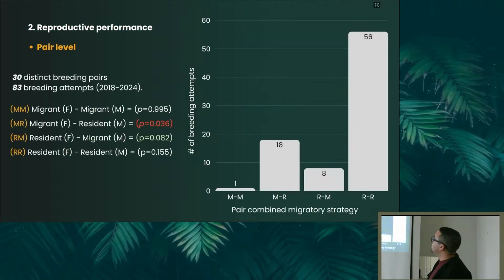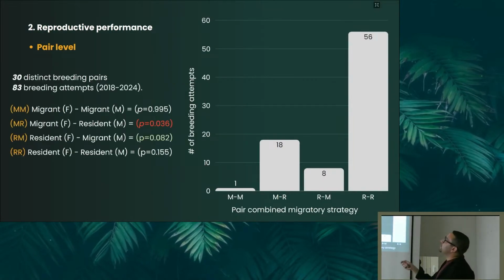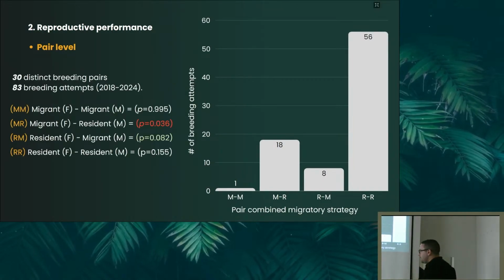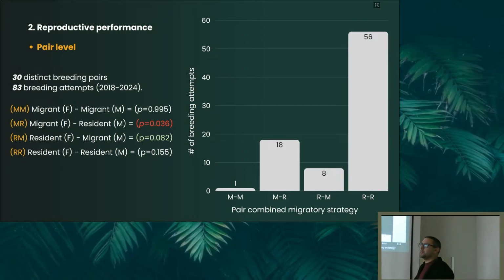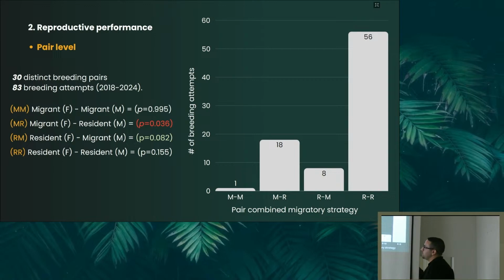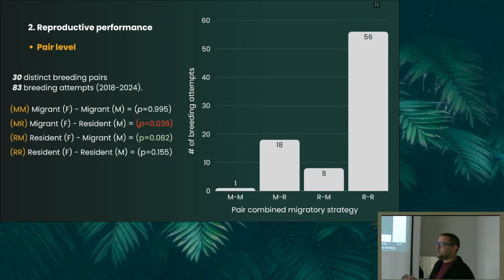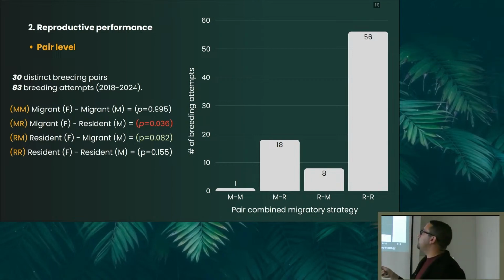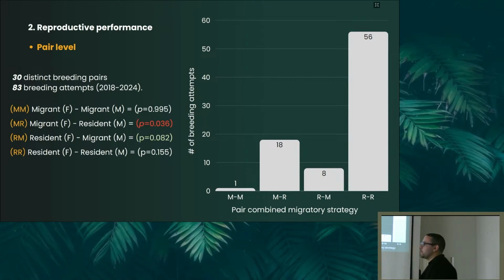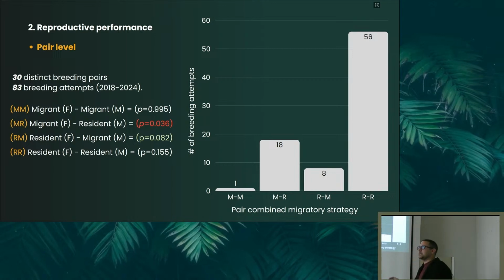But we also assessed this on a pair level. What I mean by pair level, differently to individual, is that in the breeding attempt we knew the identity of both parents, so both parents were ringed and categorized as resident or migrant. For that analysis, we had 30 different breeding pairs, and the 30 breeding pairs collected together 83 breeding attempts across the 6 years.